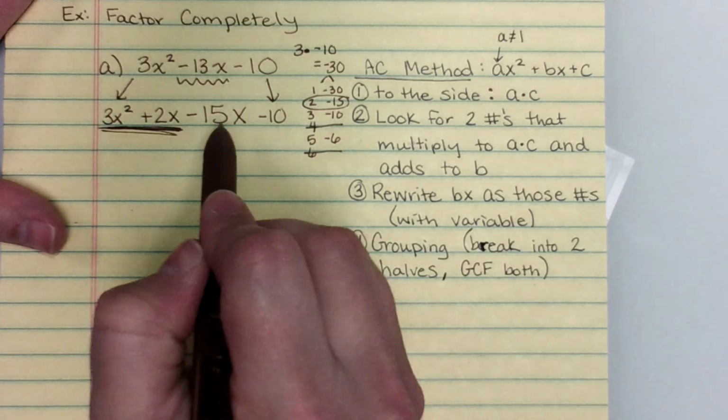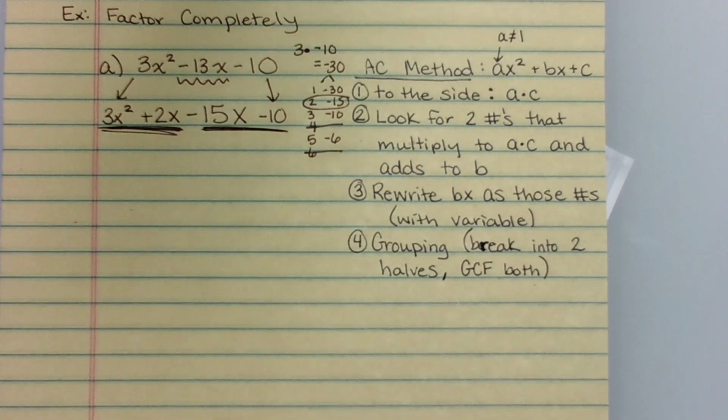Some teachers do parentheses here. I don't, because then it gets mixed up with something else. I just underline each of the halves. My first half is 3x squared plus 2x. My second half is negative 15x minus 10. And I greatest common factor both halves.